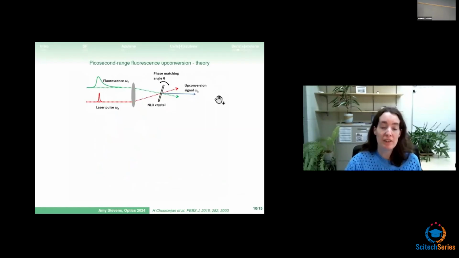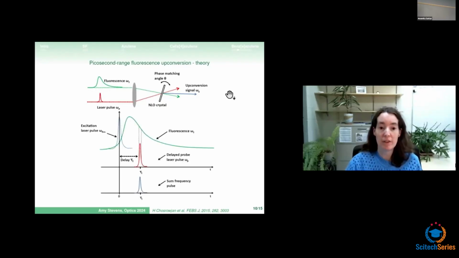So the reason why we can get a really fast time resolution is because the laser pulse is gating this process. So here we have our excitation laser pulse that's exciting our sample. We get this nice long fluorescence out of it, and then we send in this red laser pulse that hits different levels of our fluorescence peak, and we get our sum frequency pulse or our upconverted pulse, and we do that at various points across our fluorescence spectrum, and this gives us our picosecond resolution.